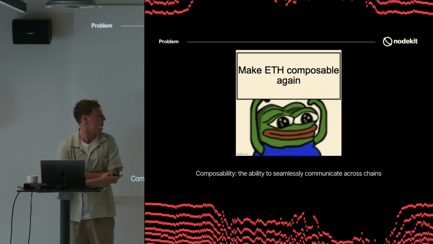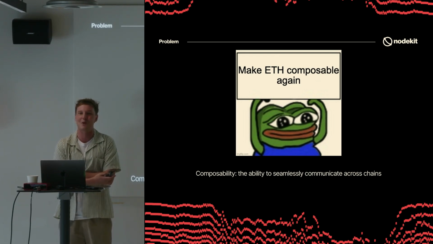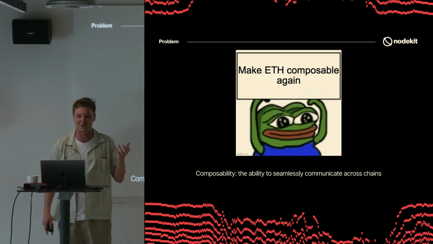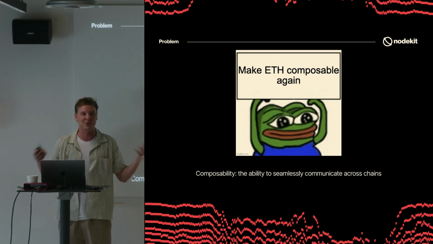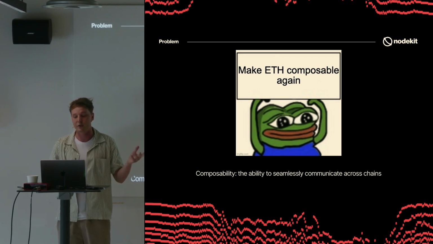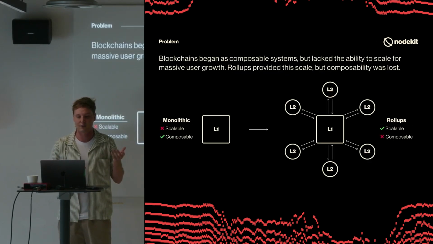The problem that we're trying to solve here is that we want to make ETH composable again. When rollups started, they were built for scale, but they caused these different layer 2s to be fragmented, and all the liquidity within ETH that they were trying to scale to became fragmented. So composability is the ability to seamlessly communicate across chains. Blockchains began as composable systems, they scaled for user growth, but composability was lost.